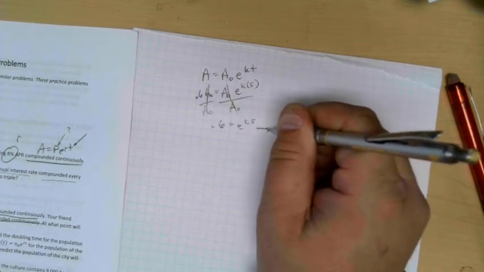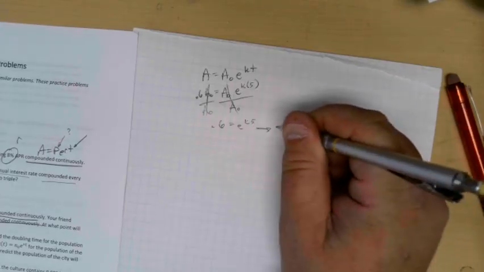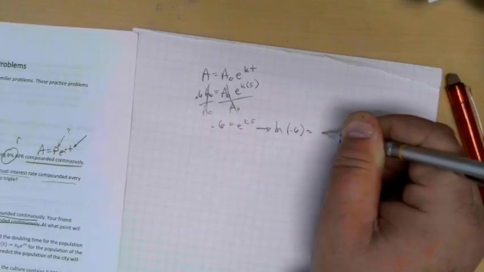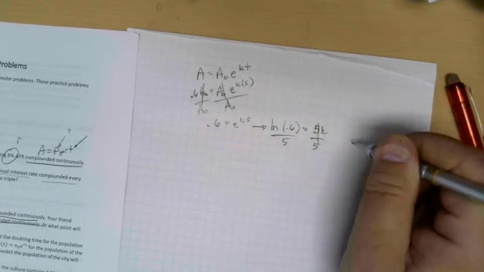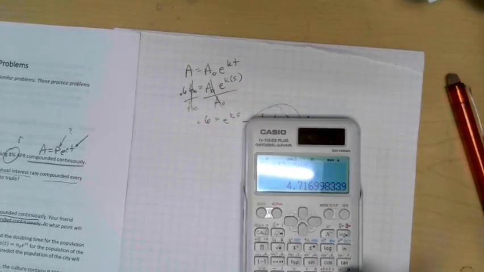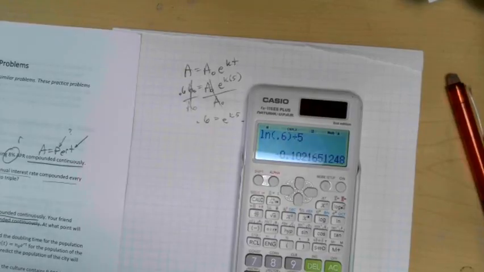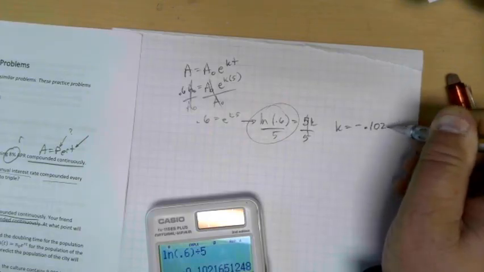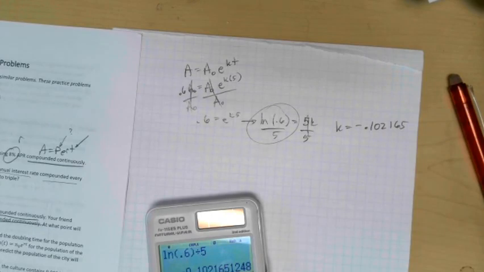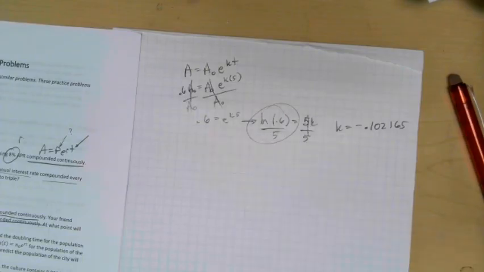So now I'm looking at that, and it's already isolated. Let's take the natural log. So natural log of 0.6 is equal to 5 times k. And if I divide by 5 on each side, I get k is equal to that. So there's my k, there's my rate: natural log of 0.6 all over 5. Which is that. k is equal to negative 0.102165. Okay, now that's important. k is negative. That's important because I knew that because it's decaying, right? It's getting smaller.